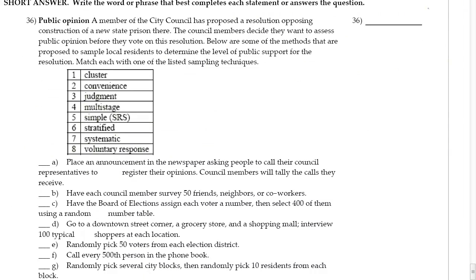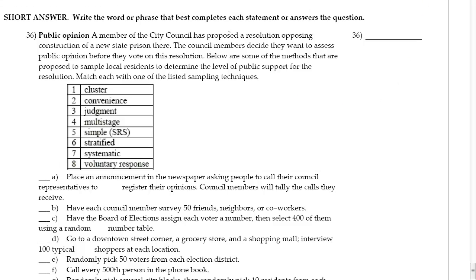Oh, short answer. Here we go. All right. So I'm going to read this and then I'm going to scroll up, right? So, a member of a city council has proposed a resolution opposing the construction of a new state prison there. The council members decide that they want to assess public opinion before they vote on this resolution. Below are some of the methods that are proposed to sample local residents to determine the level of public support for the resolution. Match each one with the listed sampling techniques.